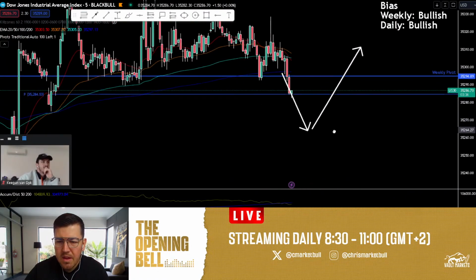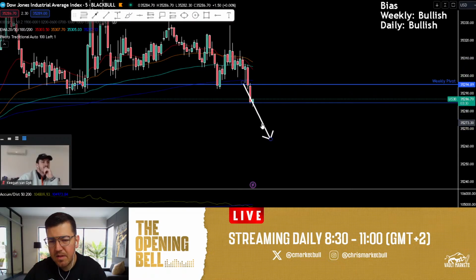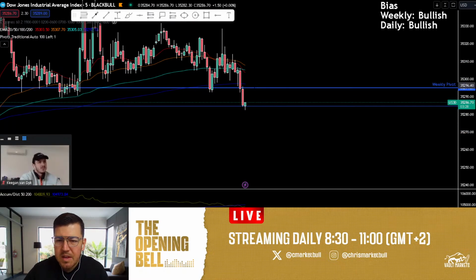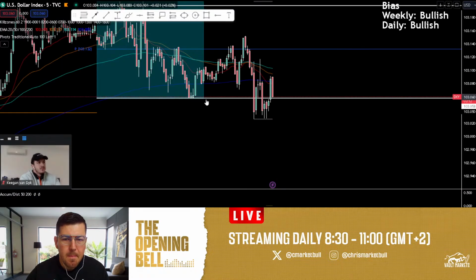But for me, I want to see how we handle this daily pivot and this weekly pivot. I would potentially look for long opportunities from the weekly pivot, but not very clean. Not gonna lie, US30 is not very clean.